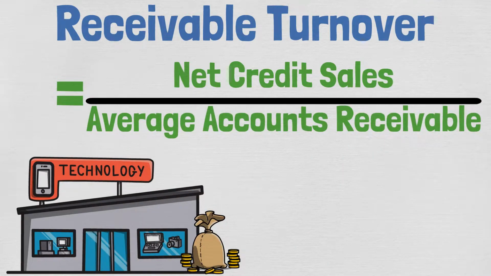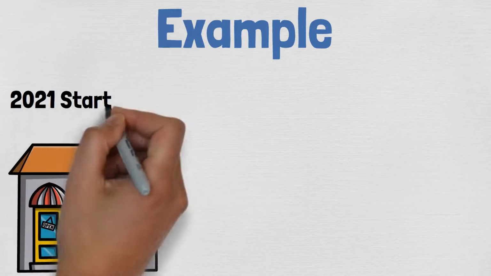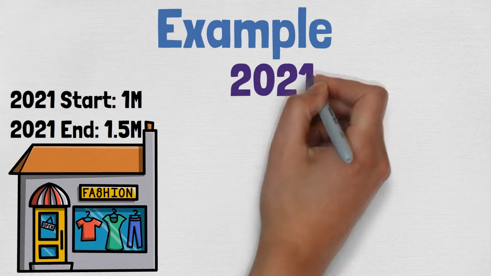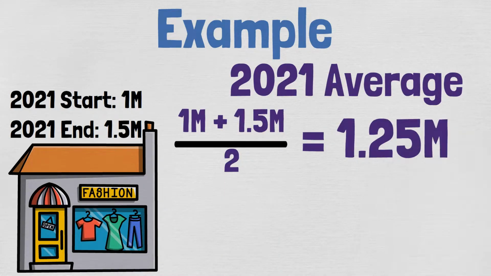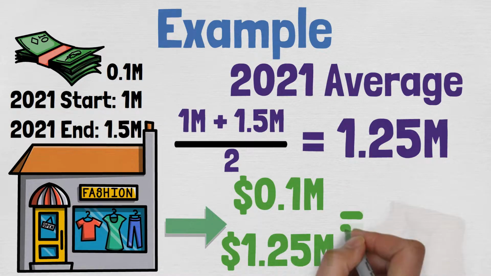Let's say that company A's 2021 starting accounts receivable was $1 million. Now the accounts receivable are $1.5 million. This means that the 2021 average accounts receivable is $1.25 million. If the net credit sales are $100,000, the receivable turnover ratio is 8%.